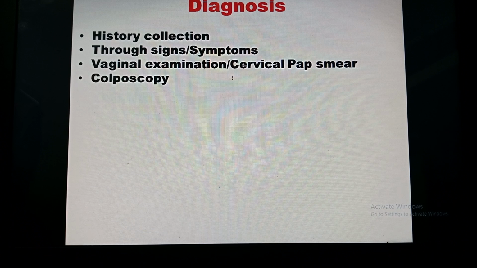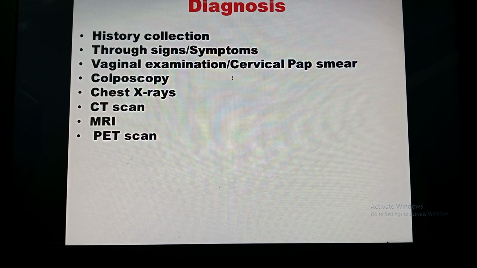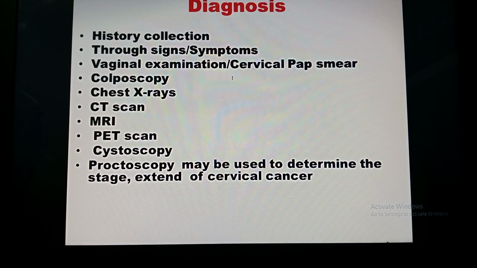Colposcopy means a visualization of the vagina as well as the cervix in order to see if any cancer cells are found superficially. Chest x-ray, in case of spread, in order to know how much and which all parts are involved. CT scan, MRI, PET scan. PET scan is the same as a CT scan, okay. Cystoscopy, visualization of the bladder to know bladder involvement. Proctoscopy, visualization of the anus, bladder and colon as well as the rectum, in order to know the extent of cervical cancer.